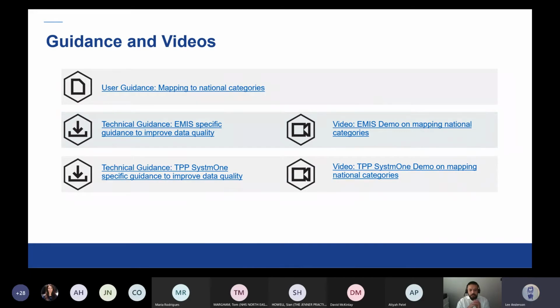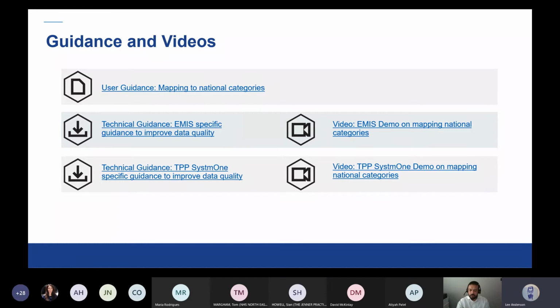Thank you. And these here are some of the guidance documents and videos that are available for people to use. My suggestion would be to download the user guidance, read it, and familiarize yourself with the national categories and the national categories tables that I was talking about. That would be really useful to you to help you map.